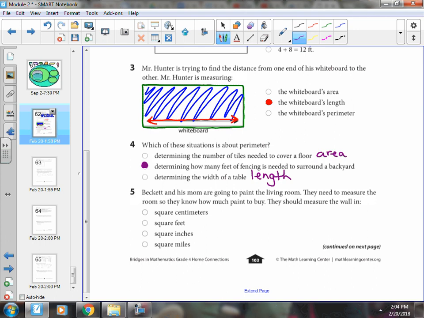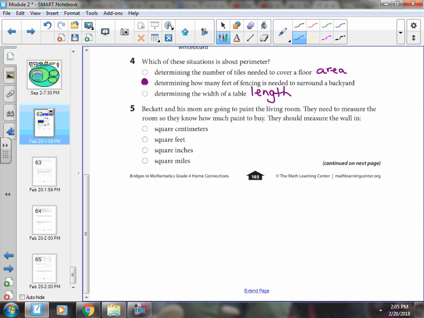Okay, number 5. Beckett and his mom are going to paint the living room. They need to measure the room so they know how much paint to buy. They should measure the wall in. So how much paint goes on a wall? We need to know the area of that wall. So it's either going to be square centimeters, square feet, square inches, or square miles. You always want to choose the biggest possible one as long as it's not bigger than what you're measuring.